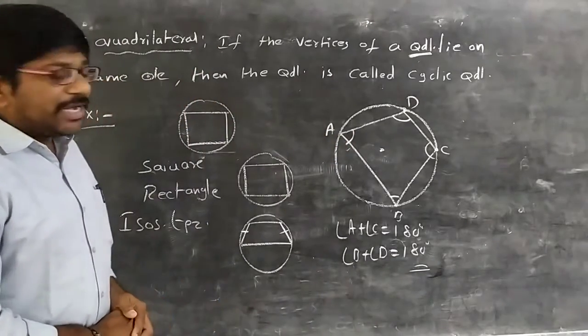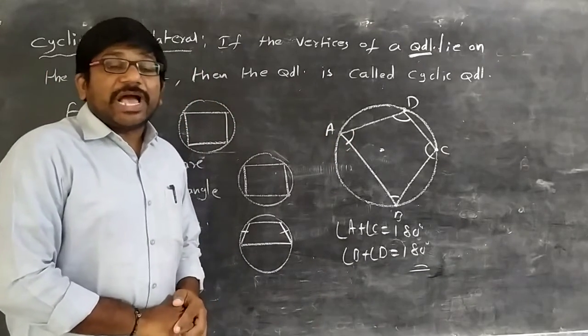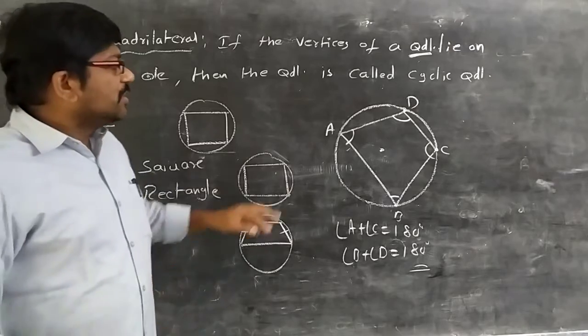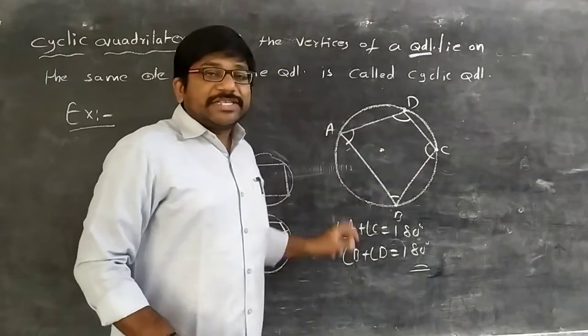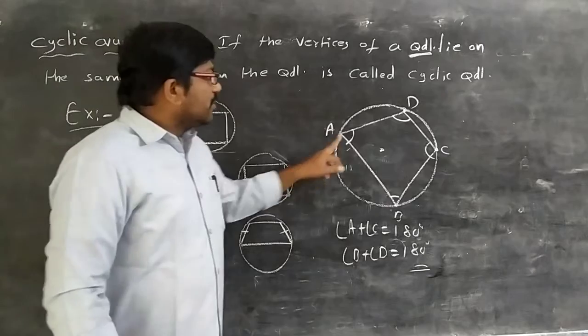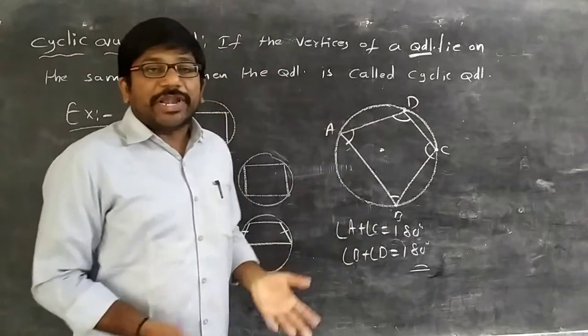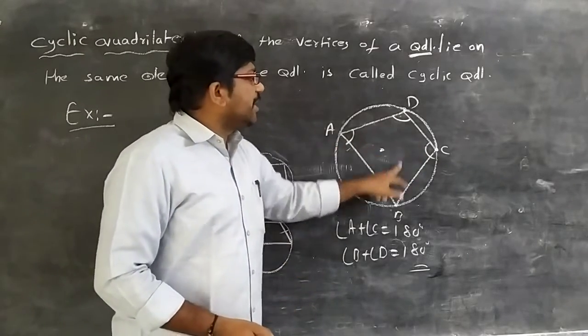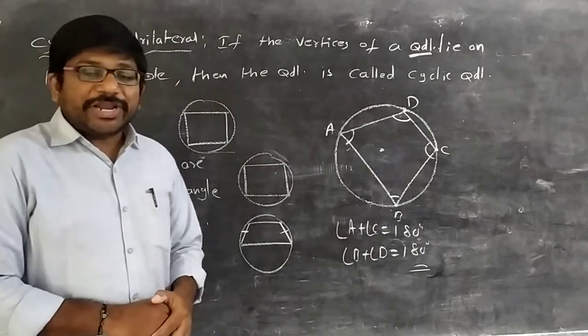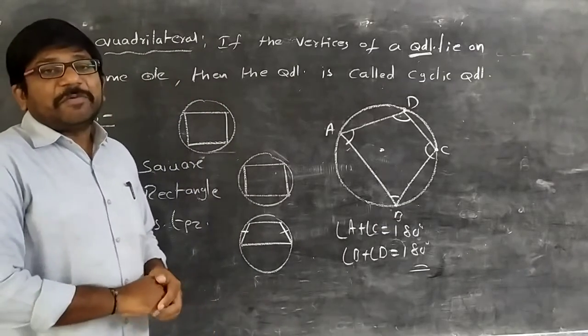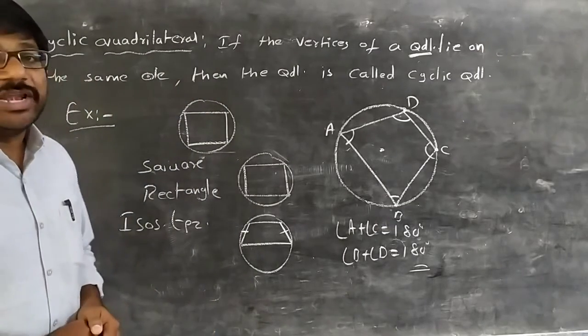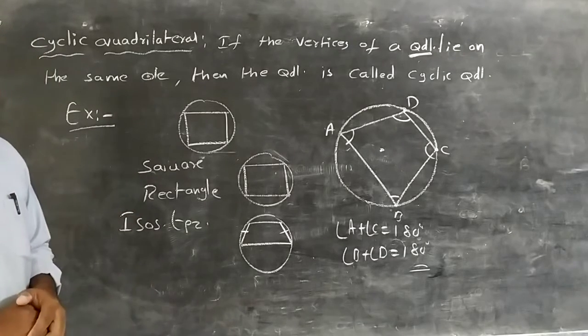So this is very important. What can you say about a cyclic quadrilateral? It means the four vertices lie on the same circle and the sum of opposite angles is 180 degrees. That means opposite angles are supplementary, right? So this is the information about the cyclic quadrilateral, and examples are also given.